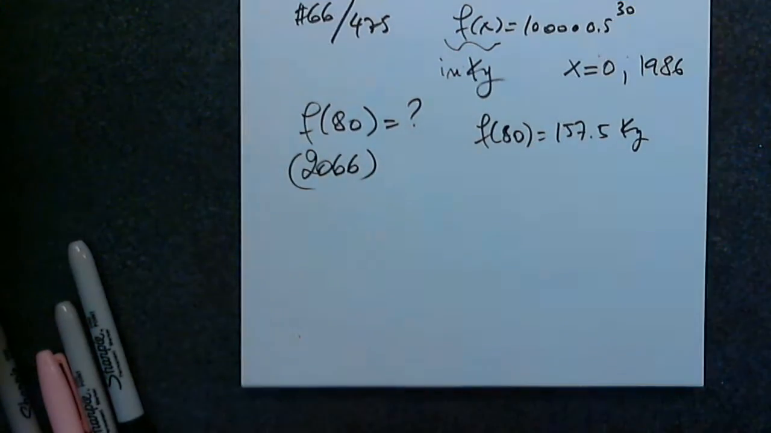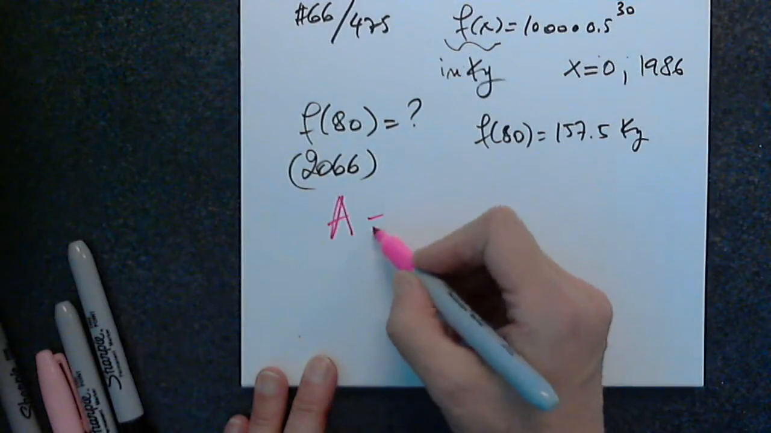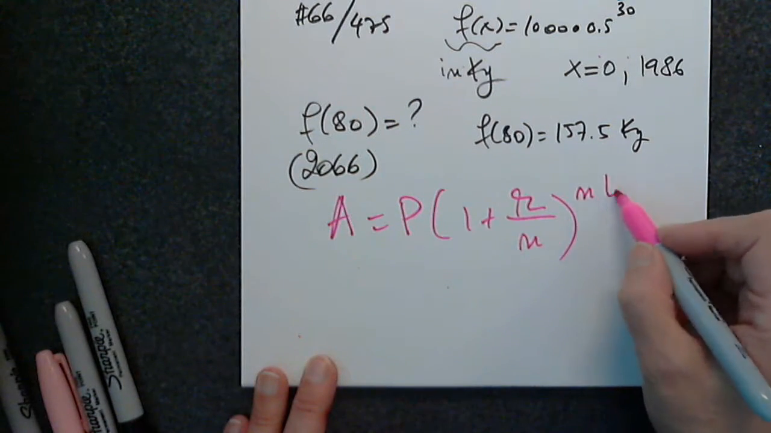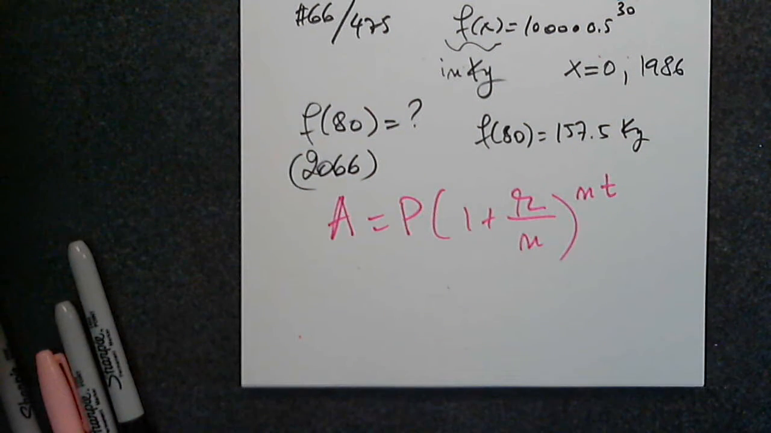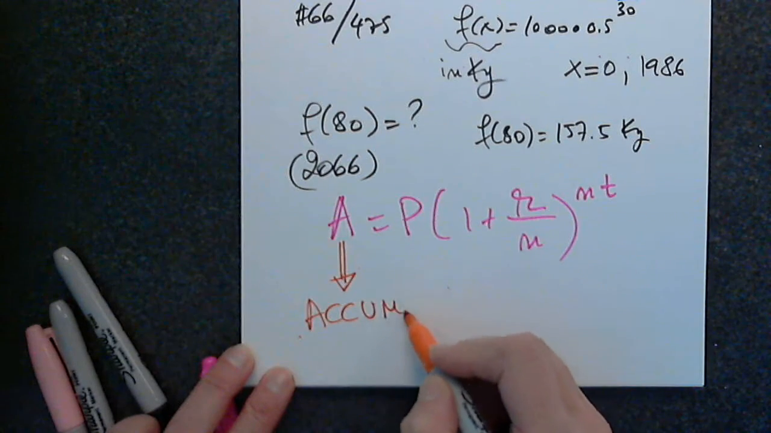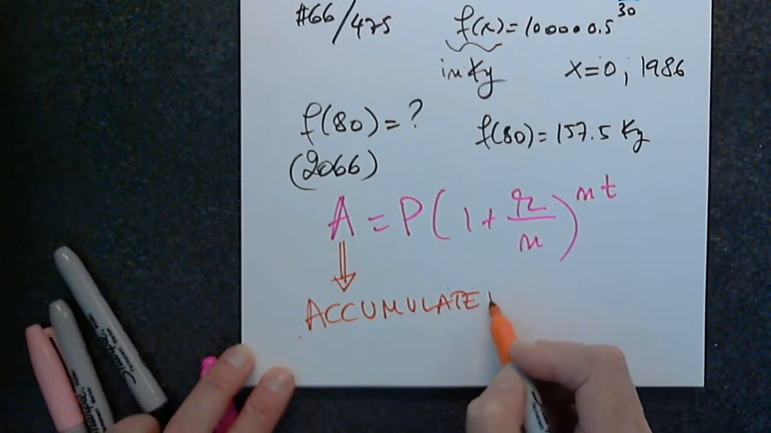The model will be given to you. Let's discuss this. Let's analyze each piece. Let me tell you what they mean. This is the accumulated value.